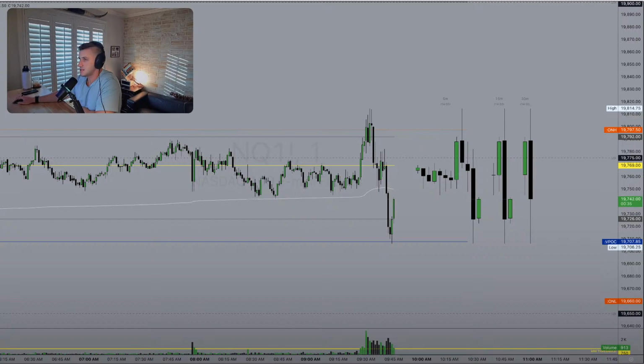Grabbing the shorts, guys. Nicely done. Buyer stepping in versus that prior day volume point of control. Almost to the tick there. And we're back in VWAP.